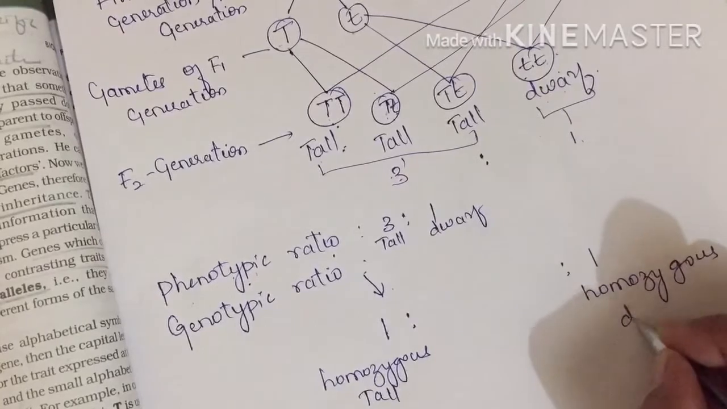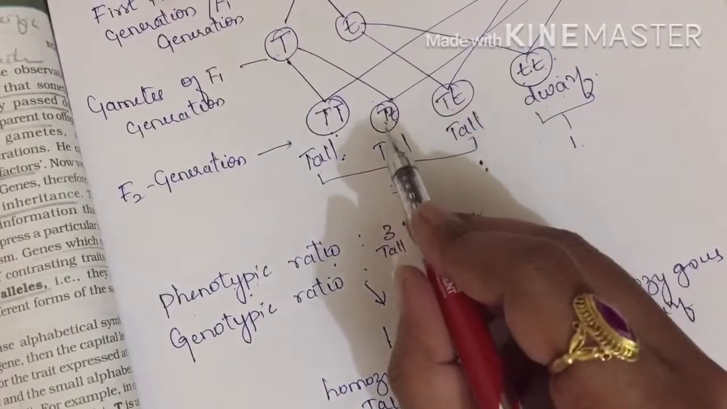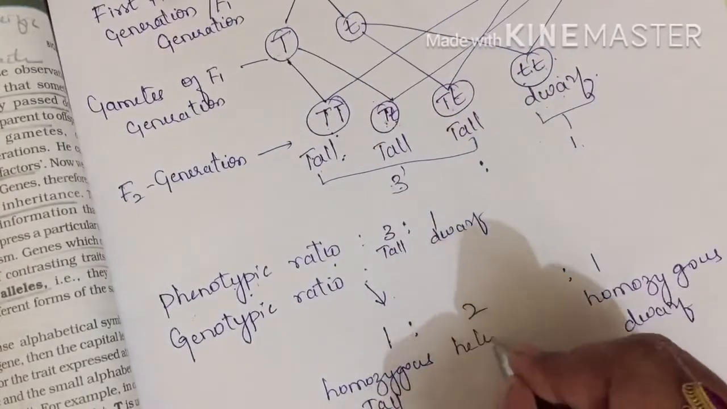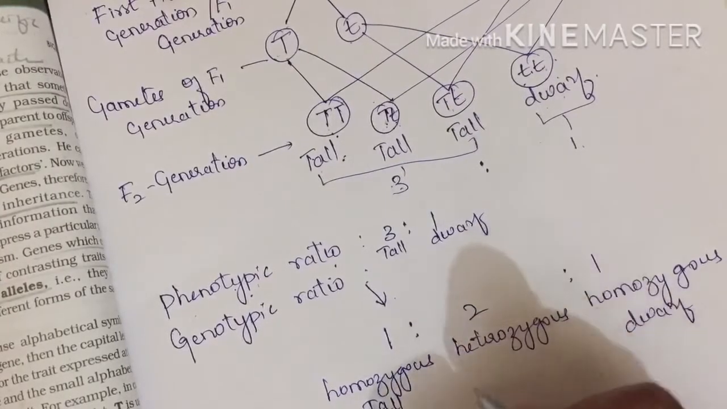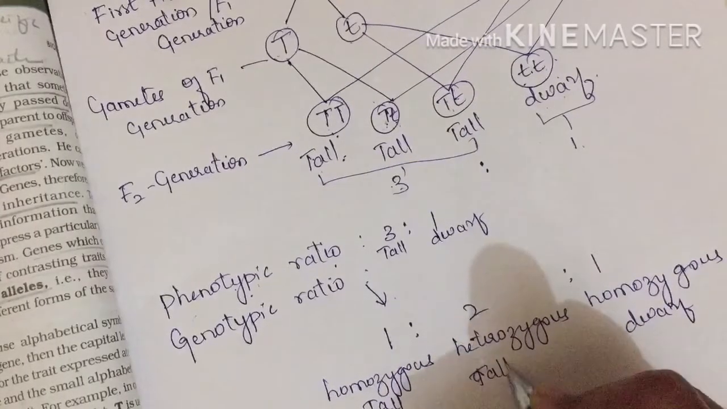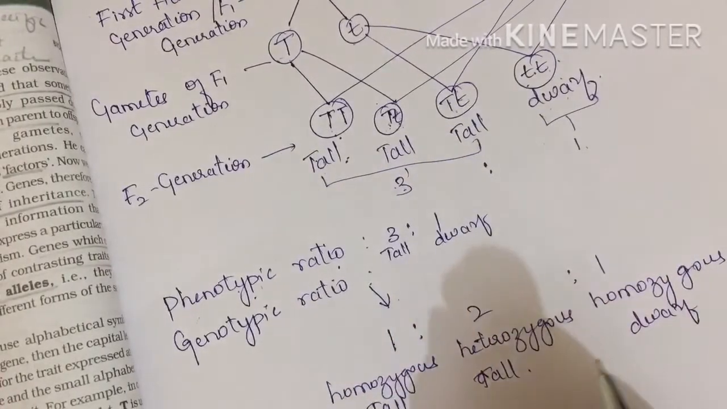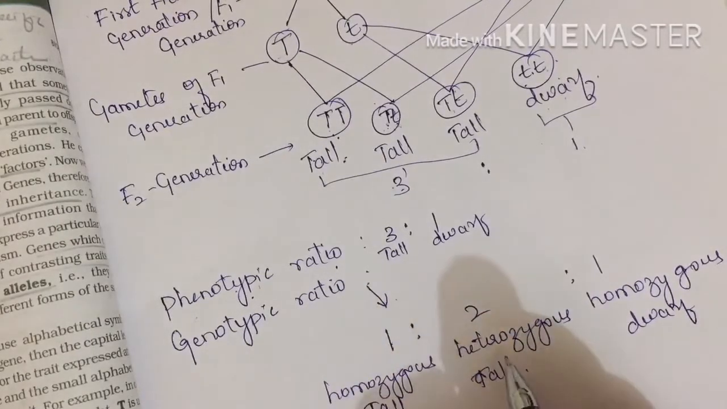Homozygous dwarf. So what is there left in between? Okay, capital T, small t. We have capital T, small t. Those are 2. So for that we write it as heterozygous. Heterozygous tall. Okay, so recessive condition, never it will express in heterozygous. Recessive will express only in homozygous. Dominant will express in homozygous and heterozygous.